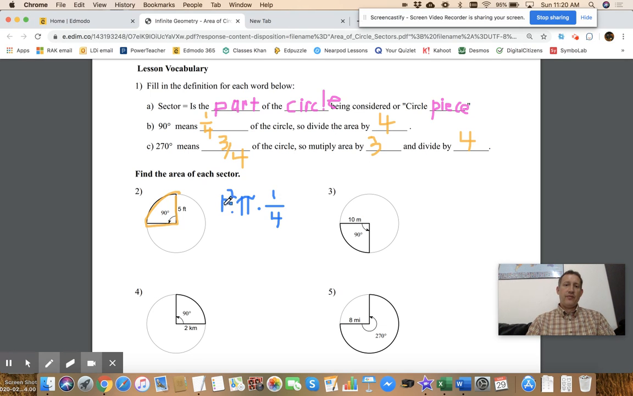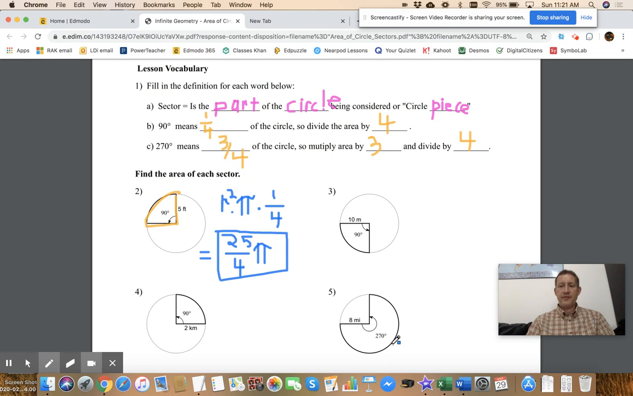Okay, so 5 squared is 25. We're dividing it by 4, and we're multiplying that by pi. So that's what this equals. And there's your answer. You don't have to worry about making it a decimal. It's okay. All right, so I want you to try the rest of these other two.